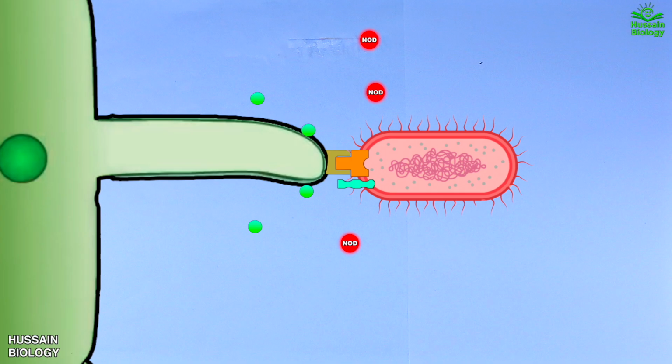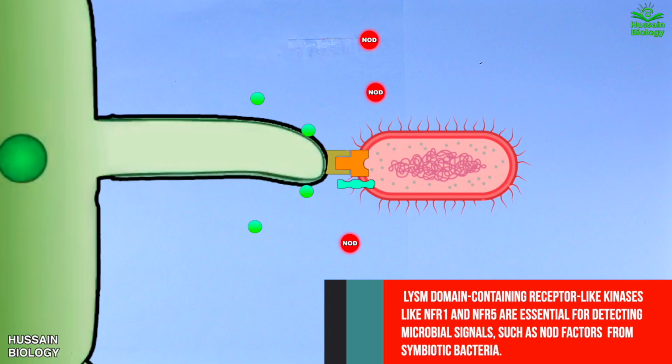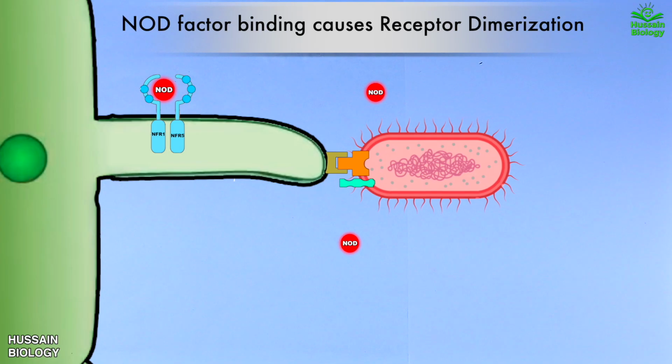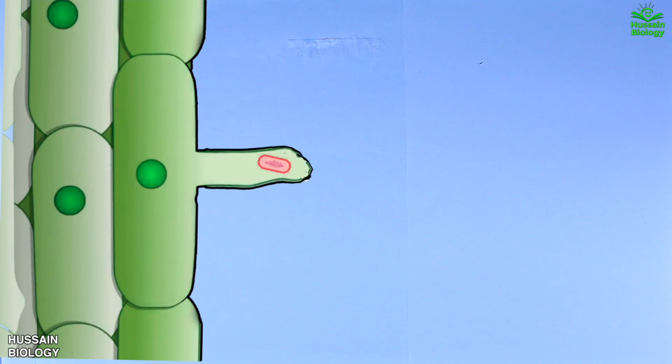These nod factors are recognized by a specific class of receptor kinases on root hair that have LysM domains in their extracellular domains. The two LysM, that's lysin motif receptor kinases, are NFR1 and NFR5. Here in this animation, we can see the nod factors comes in and binds with these receptors. After that, we get the activation of signaling pathways and the root hair curling.